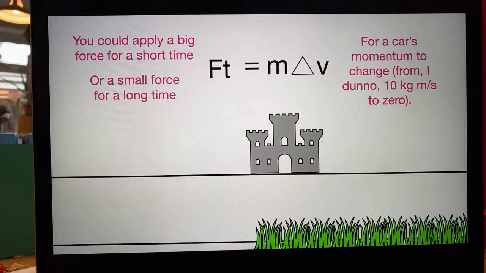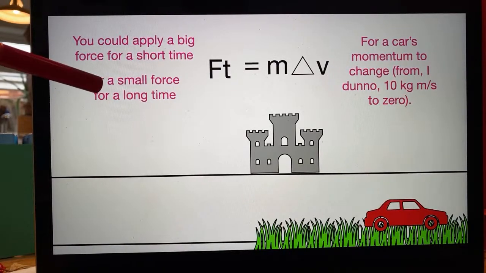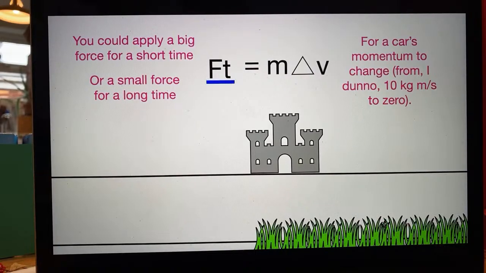Or, to change its momentum, you could apply a small force for a long time. Like if a car that you're not pushing on the accelerator runs onto some grass, right? There'd be a bit of friction from the grass, and eventually it would stop. But it would take a long time to stop. That would be a small force for a long time. Okay, everyone's still here. This is a good sign.